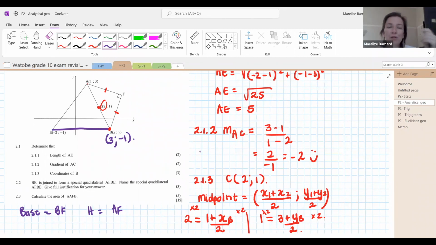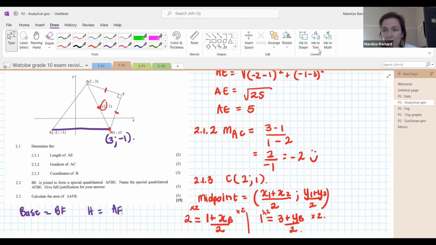Now, how are all those pieces going to come together? We can work out the length of AB using the distance formula. And then we can use Pythagoras to find what AF and FB are, because they are the same distance. And once we have those distances, we can just multiply them together, times by a half, and get the area of the triangle.